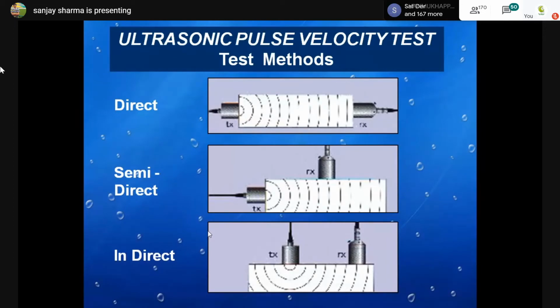There are three methods: direct, semi-direct, and indirect. In the direct method, the transmitter sends waves in all directions and they travel through the concrete. One wave goes there and is received there, another goes there and is received there. The direct method gives you information about the inside of the concrete. In the semi-direct method, you take the hypotenuse as the distance, and this gives you the travel time and the strength, that is, the quality of the concrete.